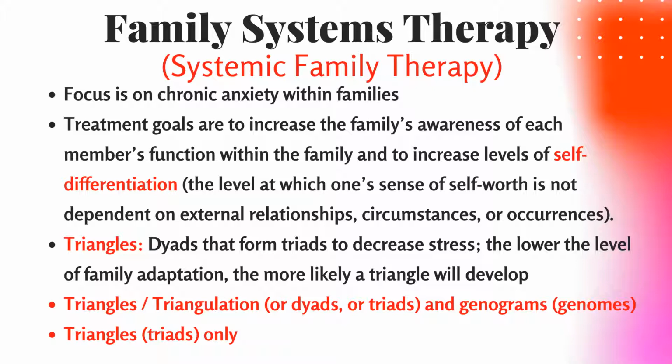So, in family systems therapy, also known as systemic family therapy, they're the same thing, okay? The focus is to deal with chronic anxiety within the families. The treatment goal we're going to do is to increase the family's awareness in each member's function. What is their role? What are the issues going on within that family, and to increase the levels of self differentiation. What is that? Self differentiation is the level at which one's self worth is not dependent on external relationships or circumstances or occurrences.